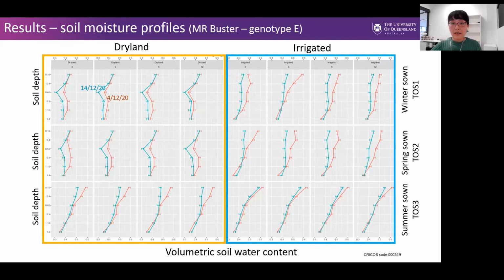at around flowering time and in the dryland treatments, the crop water use mainly happened at a depth between 0.5 to 1.5 meters. While in the corresponding irrigated treatments, the crop water use mainly happened at a depth between 0 to 1.3 meters. At the vegetative stage, the crop water use mainly happened at a depth between 0 to 0.5 meters, regardless of the water levels.